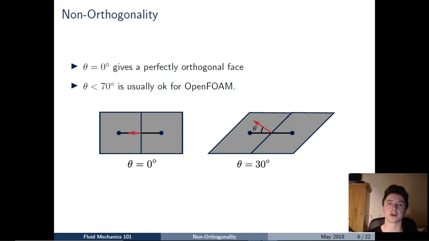Usually most CFD solvers can handle a non-orthogonality angle of less than 70 degrees. As the non-orthogonality angle increases, it can become increasingly difficult for CFD solvers to get a stable solution. For solvers such as OpenFOAM, a value of 70 degrees is often quoted as the maximum value you should really be aiming for with your mesh if you want to be able to attain a solution.